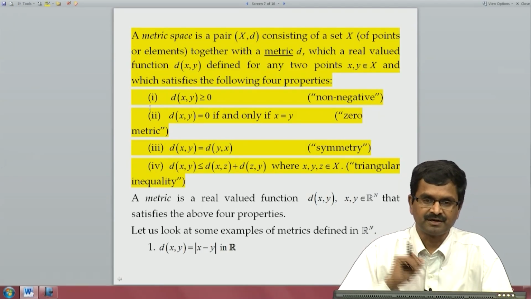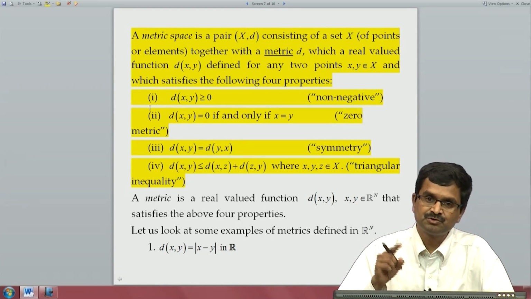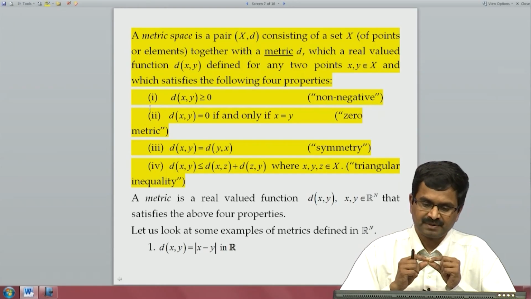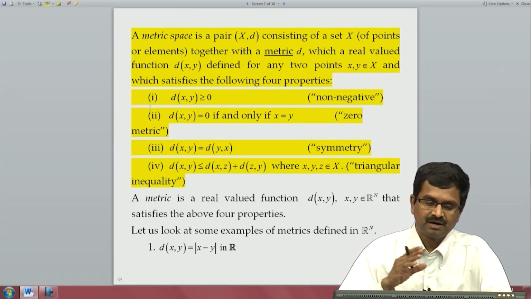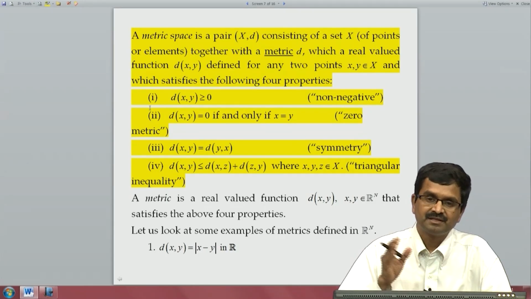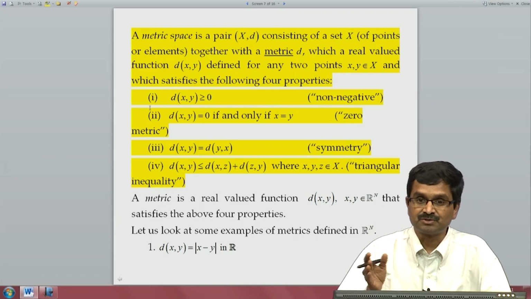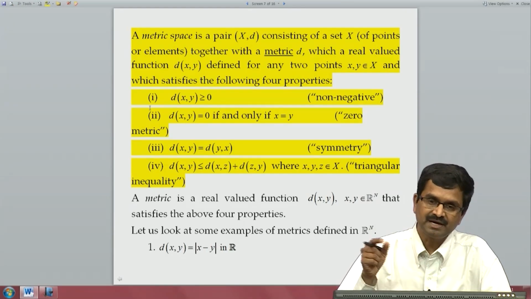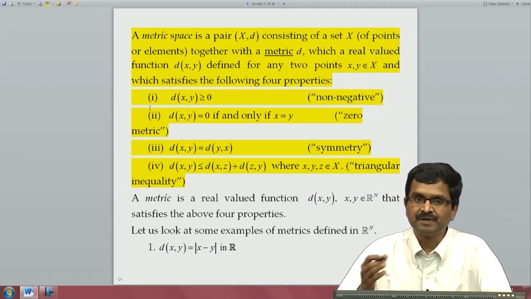So, it is non-negative. And the second property says that if the distance is 0, that means that the 2 elements or points that you have taken must be one and the same. That is the second property, that is called the 0 metric. Where the metric is 0 between 2 points x and y, then x should be equal to y. And then there is symmetry also, the third property, d(x,y) is equal to d(y,x). Distance from a to b is the same as distance from b to a. That is another rule that a metric space will satisfy.